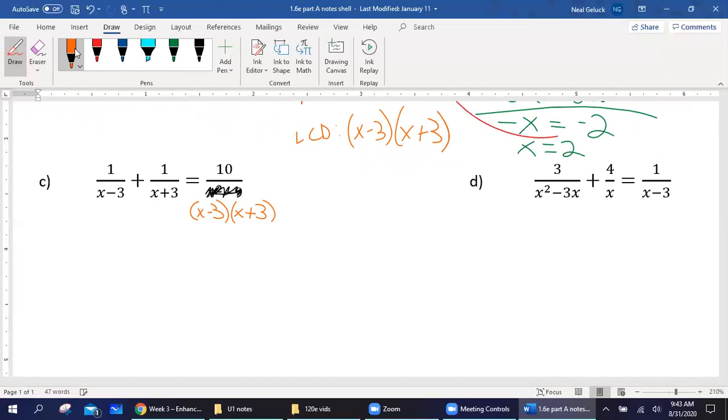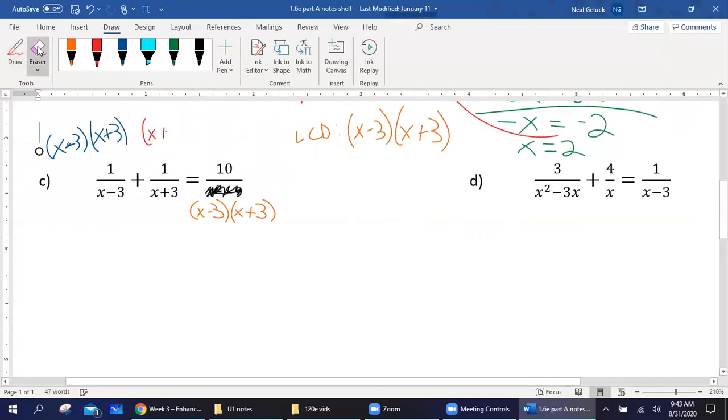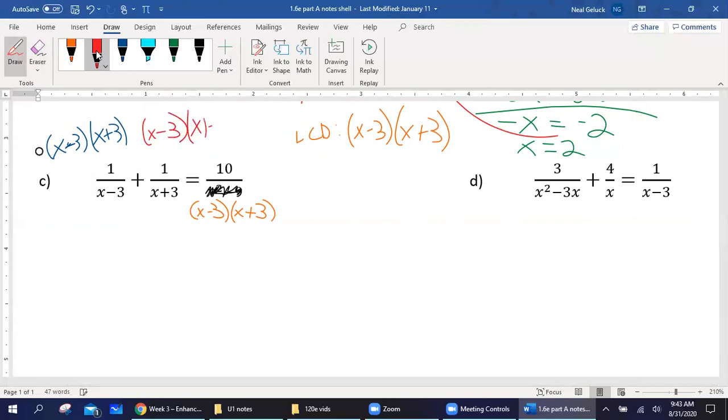So each term, and this is going to start to seem a little cumbersome to write all this, but I want you to get into the practice of it so we see what we're doing. Each term is going to get multiplied by x minus 3, x plus 3. I'm going to change colors so we can differentiate these. x minus 3, x plus 3. And even on the right side, x minus 3, x plus 3.